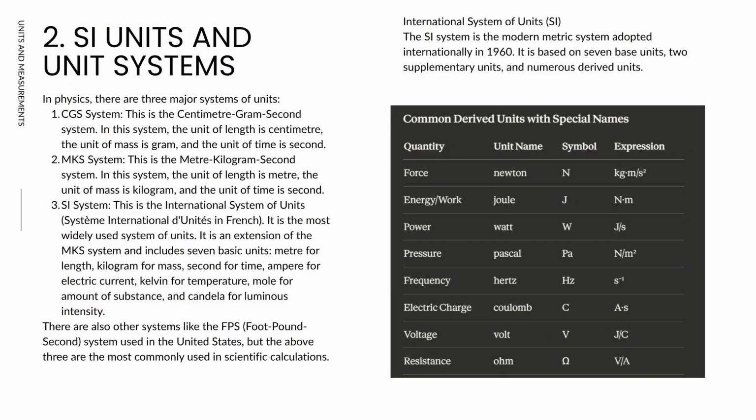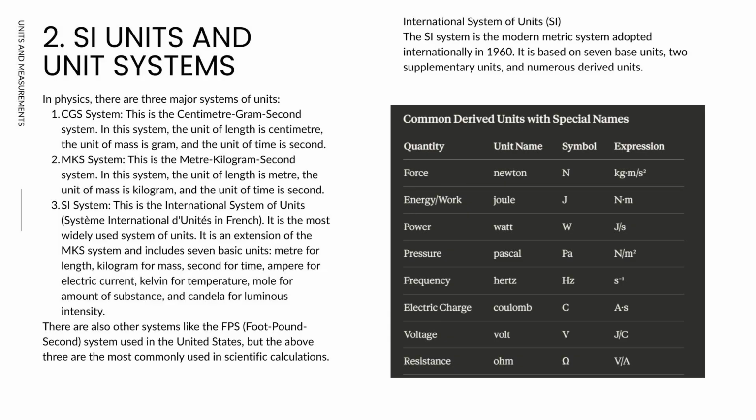In this system, the unit of length is meter, the unit of mass is kilogram, and the unit of time is seconds. And we have the SI unit, which is the International System of Units. It is the most widely used system of units. It is an extension of the MKS system and includes 7 basic units, the units we talked about. There is also the FPS, foot-pound-second system in the United States, but it is no longer useful for us as Nigerians. The SI unit is the modern metric system adopted internationally in 1960.